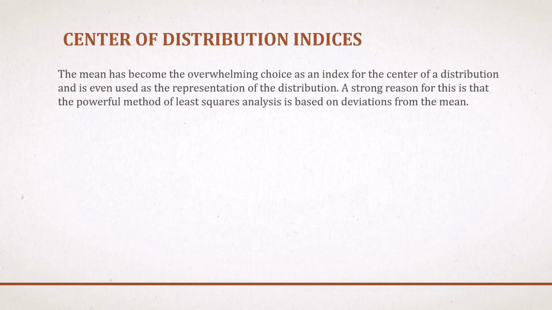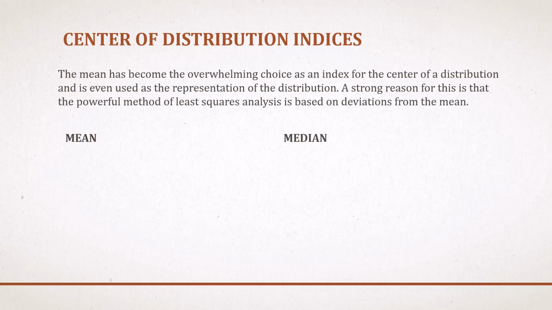The mean has become the overwhelming choice as an index for the center of a distribution, and it's even used as a representation of that distribution on regular occasions. A strong reason for this is that the powerful method of least squares analysis is based on deviations from the mean. There is no denying the power of least squares analysis, so I understand how the mean has become so popular. But imagine we are not using the method of least squares.